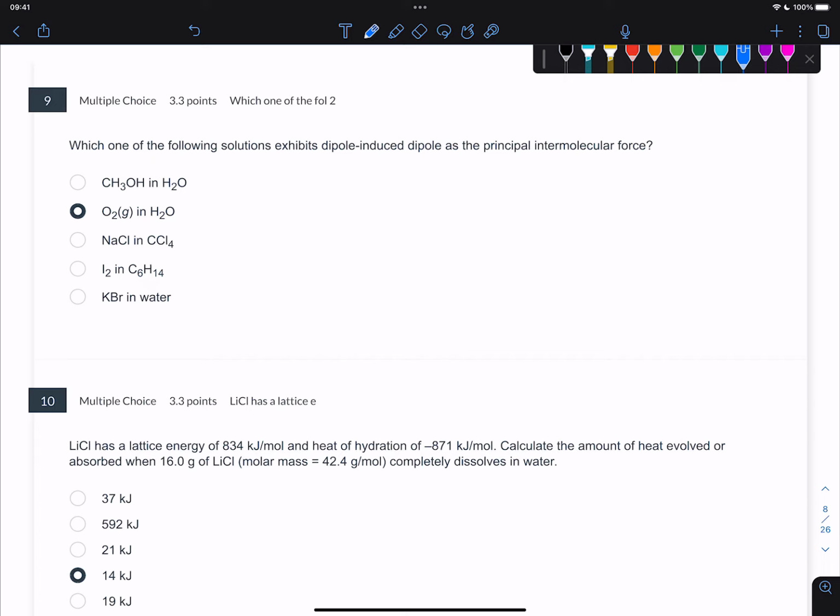Which of the following solutions exhibits dipole-induced dipole as the principal intermolecular force? So that basically means we're looking for something that is not going to do hydrogen bonding, because that's a bigger intermolecular force. We're basically looking for something that can only do London dispersion or van der Waals forces.